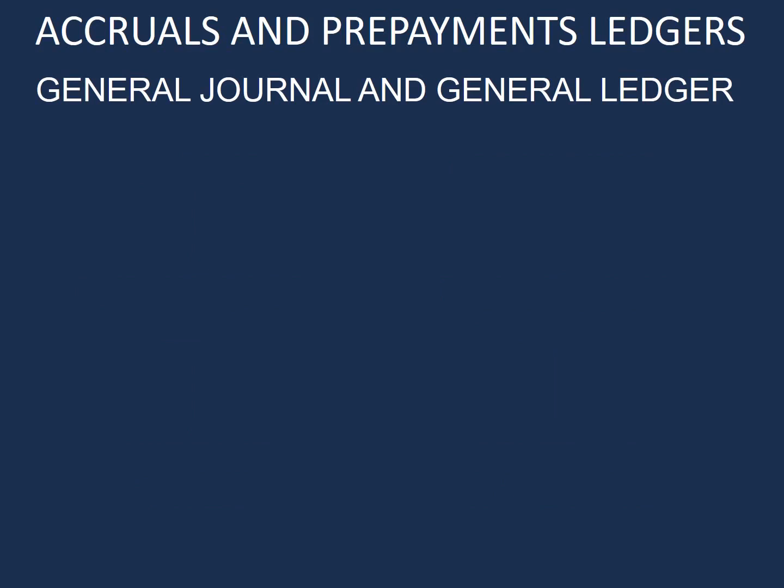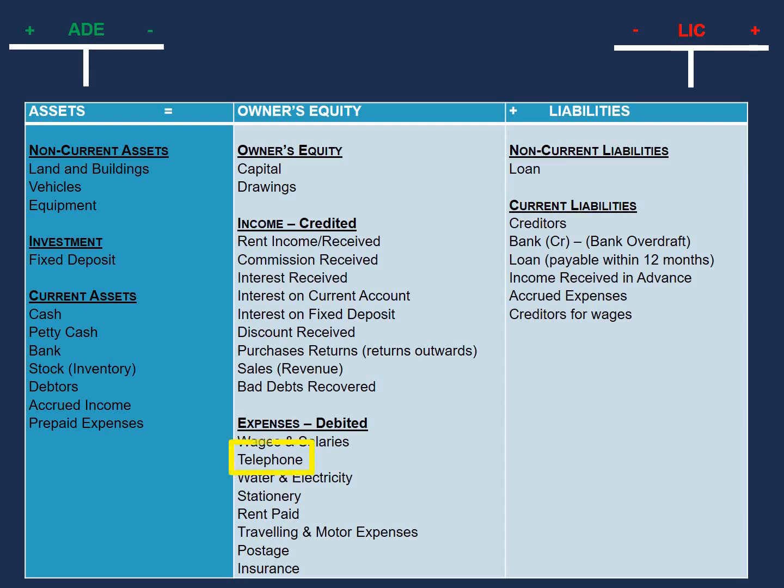So now let's have a look at the adjustments one by one and post them in the general journal and in the general ledger. Our first adjustment is telephone account in arrears. Now the two accounts for this adjustment are telephone, which is an expense, and our expense will increase on the debit side. And the second account is accrued expenses, which is a liability, and our liabilities increase on the credit side. So now let's post that to the general journal.